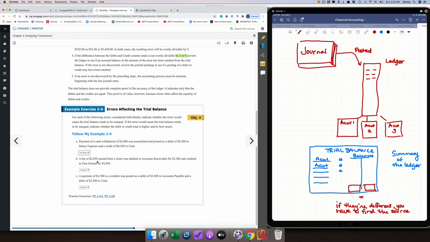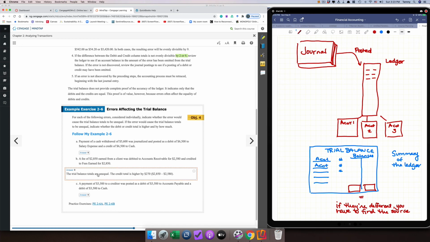Now here we have a data entry problem, and this is the kind of thing where, if you are just recording these transactions and mix up the numbers, right? So 2850 was recorded as 2580. So it's going to be off by $270 because you didn't use the same amount on the debit and the credit side.